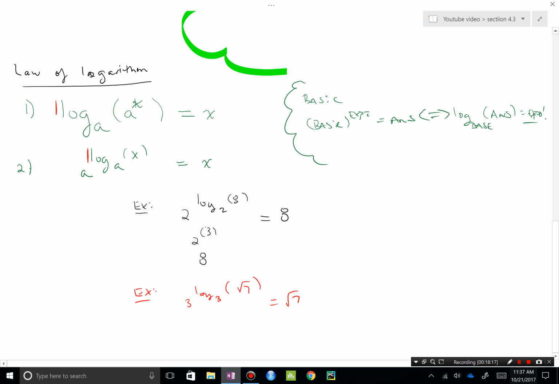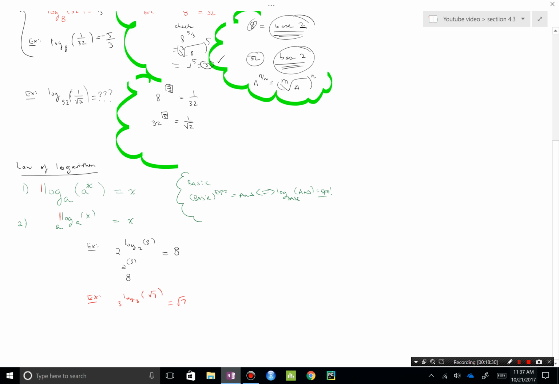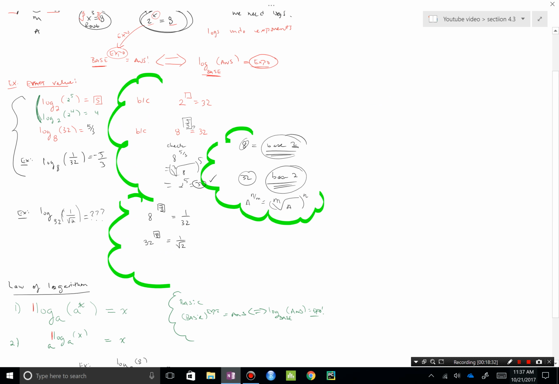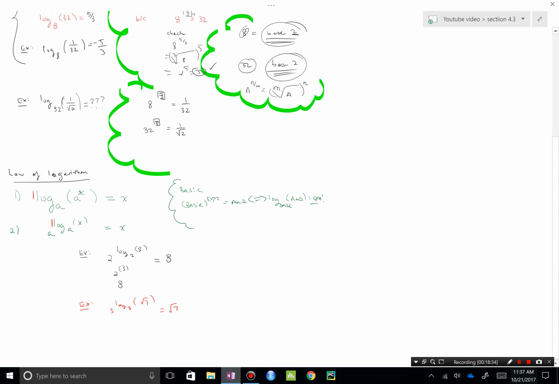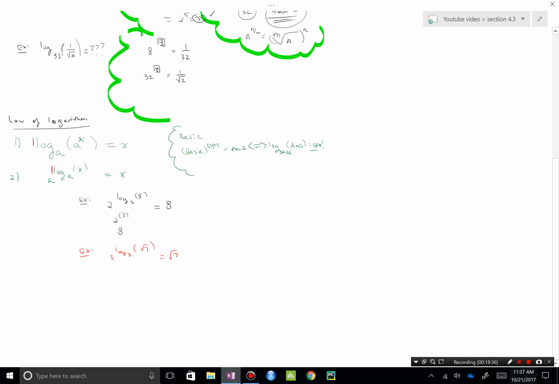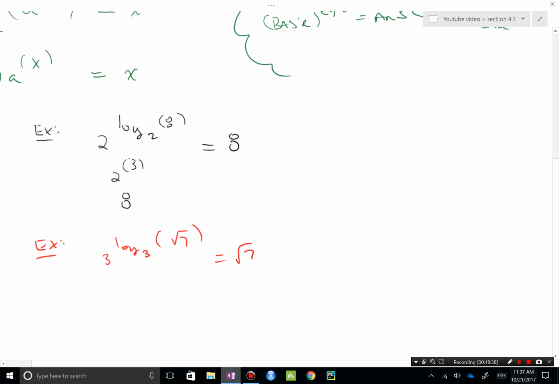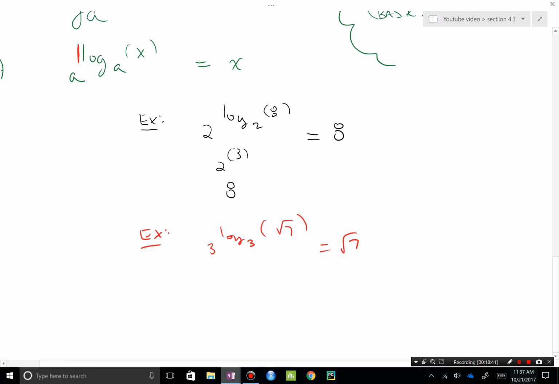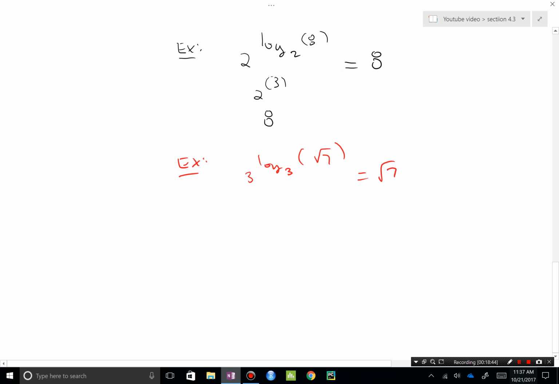Okay, so those are the first 2 big laws of logarithms: logs undo exponentials, and exponentials undo logs. All right, so now that we are about 18 minutes in, and we're just working with logarithms and how they work, I want to talk about this one again. See how ugly that guy was? Let's come down here and do some more work.